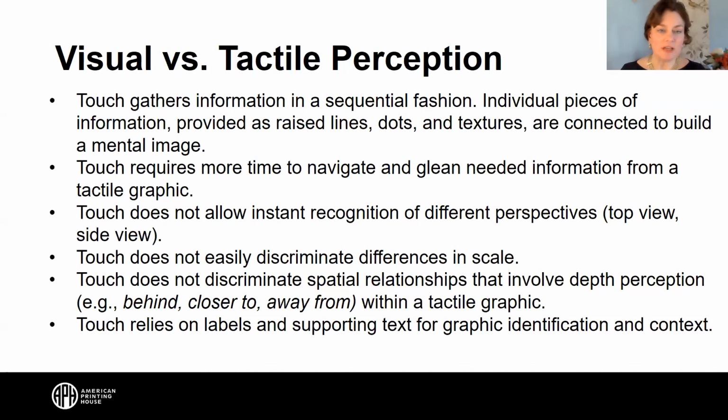It does not allow for instant recognition of different perspectives of top view and side view. And touch does not easily discriminate differences in scale and size. Touch does not discriminate spatial relationships that involve depth perception, behind, closer to, away from, with a tactile graphic. And touch relies on labels and supporting text for graphic identification and context. So there's a lot of information there, but I want to convey that in the next slide through an actual example. So next slide, please.